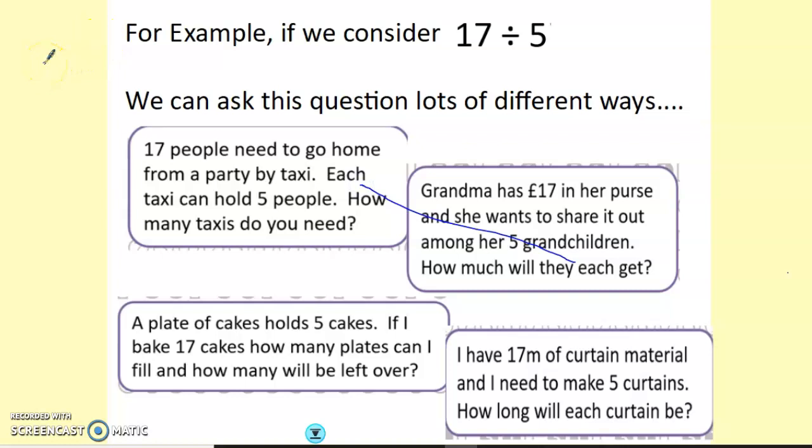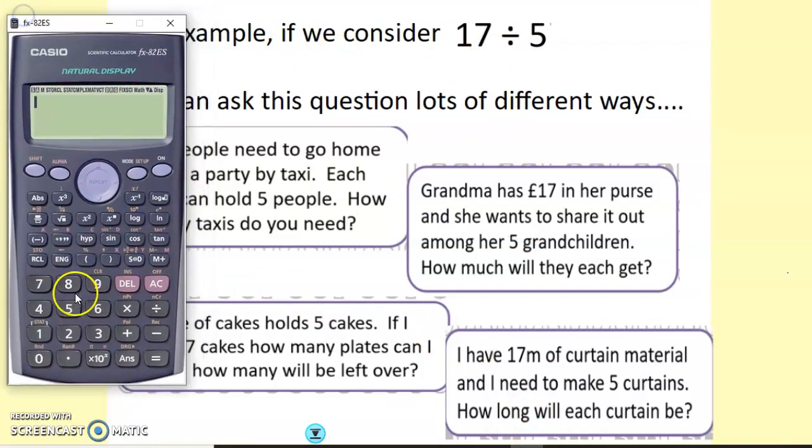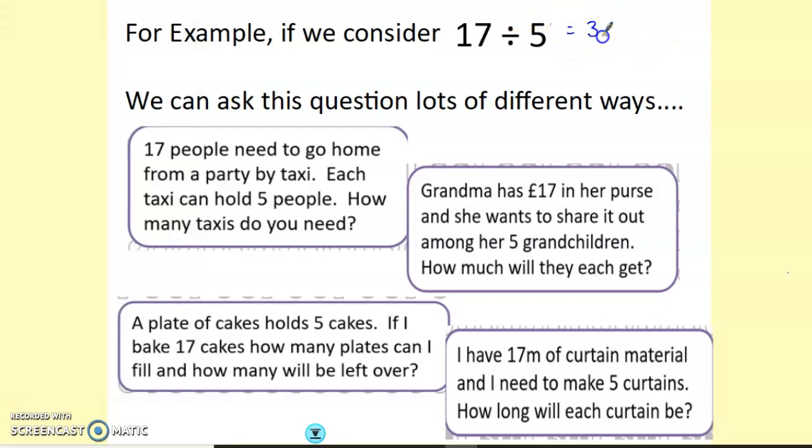So let's start by getting our answer to 17 divided by 5 then. 17 divided by 5 would be... move that calculator over a wee bit so you can see the full screen. Okay, 17 divided by 5, if you have a Casio calculator like this, it will bring it up just as a fraction. You've then got this SD button which changes it into a decimal. So 17 divided by 5 is 3.4. Okay, but let's see what our answers are going to be to each of these questions.